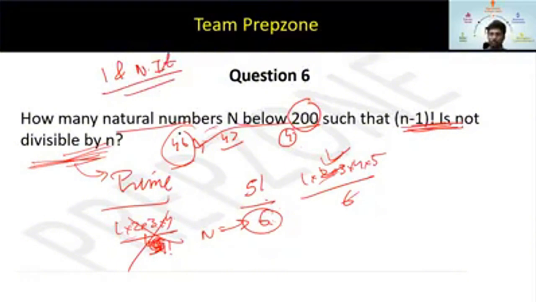Now, what are the prime numbers? There are 46 prime numbers below 200. Okay. And 4 is an exception to this rule. You just have to remember this. Because if, let's say, n is 4, then 3 factorial is 1 into 2 into 3 upon 4. This is also not divisible. Although 4 is not a prime number, this is not divisible. Hence, the answer is not 46 but 47.